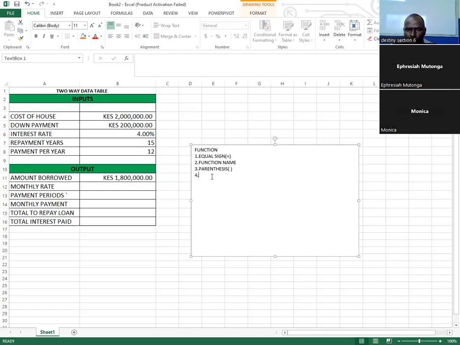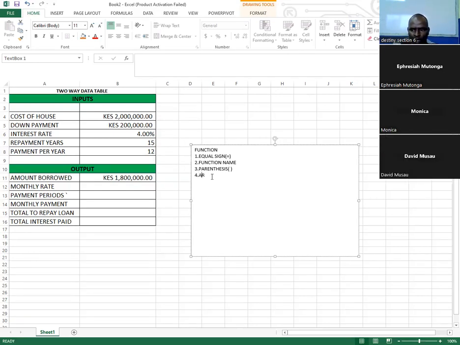Number 3 is the argument. I remember we said that the arguments can be numeric.